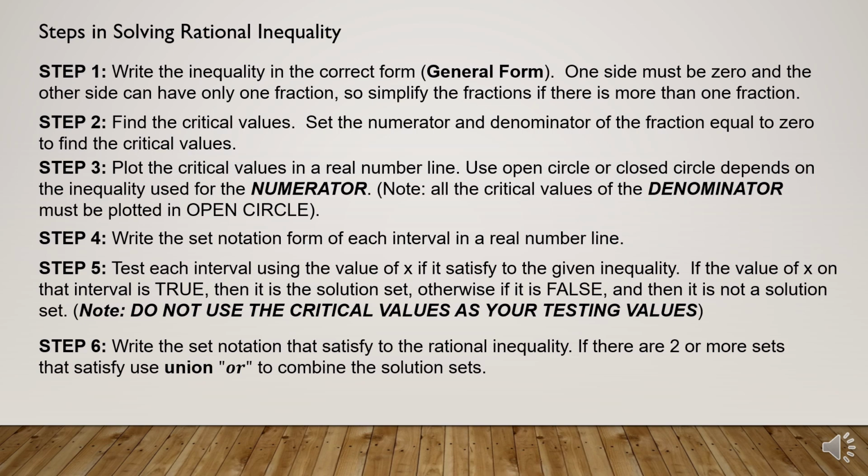Step number 6. Write the set notation that satisfies the rational inequality. If there are two or more sets that satisfy, use union, or the word or, it means to combine the solution sets.